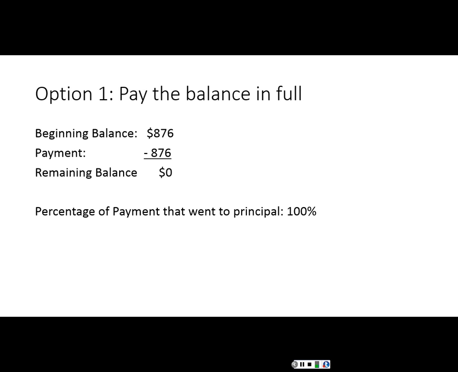So we paid the credit card company $876. All of that went to principal. So 100% of our payment went to paying off the principal. 0% went toward interest. Now that seems a no-brainer, but let's look at option 2.